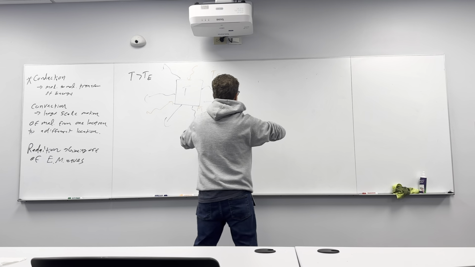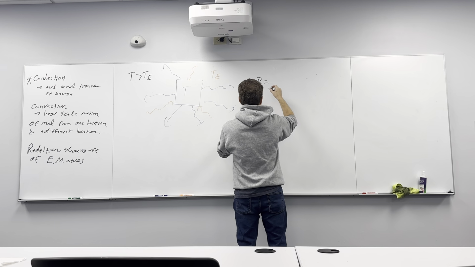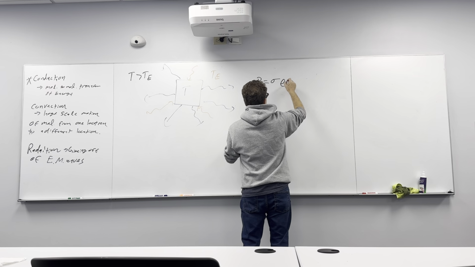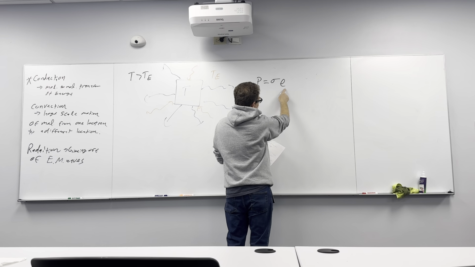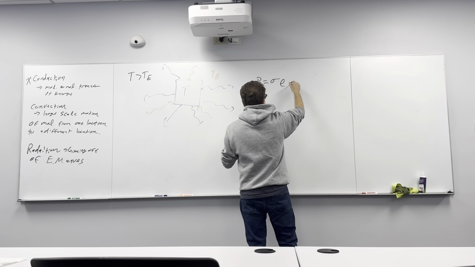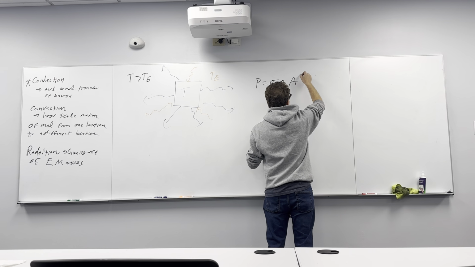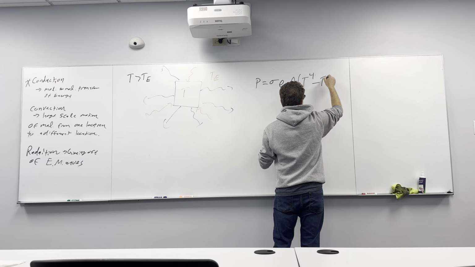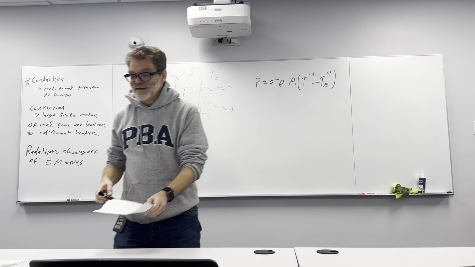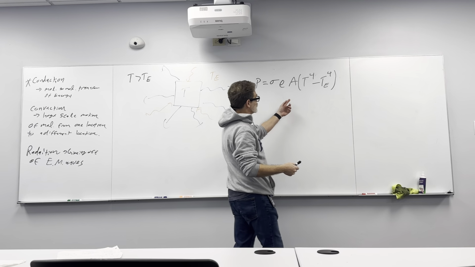The power of transferred energy is equal to sigma, called the Boltzmann constant. We'll write that down in a minute. Another constant, e. Sigma is a constant in nature; e is a constant in material. It's called the emissivity. A is the total area of the object. And then temperature of the object to the fourth minus temperature of the environment to the fourth. It's giving off energy, but it's absorbing energy, and so that's why there's a difference here.